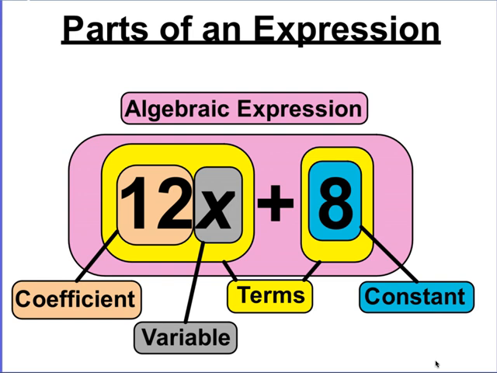And you may know from science class that a constant is something that doesn't change. 8's always going to have a value of 8. If I showed anybody in any grade level that number, they would have an idea of what the value of that is because it doesn't change. It's always 8. Okay, so those are the parts of an algebraic expression.